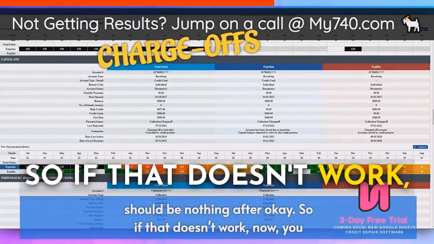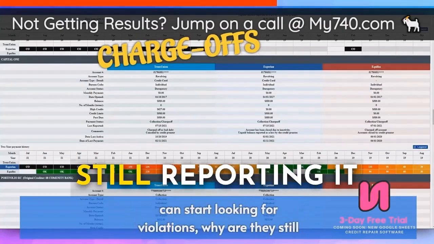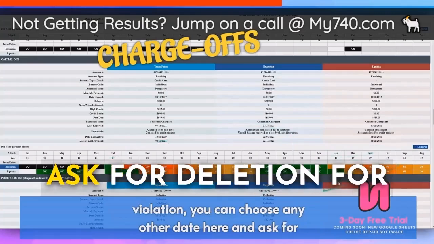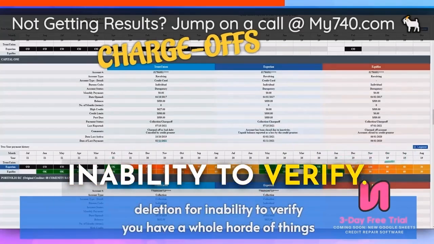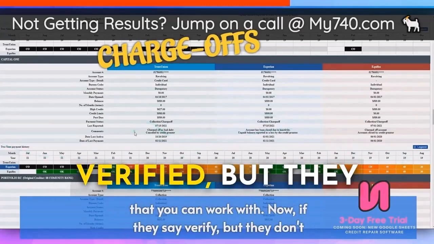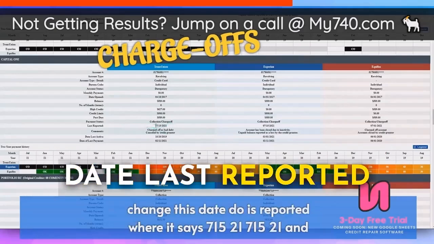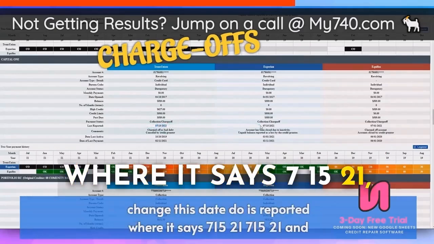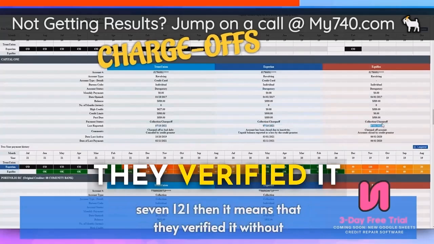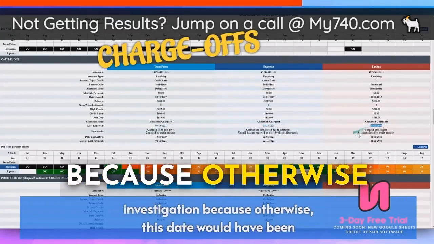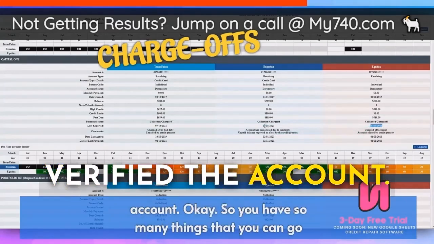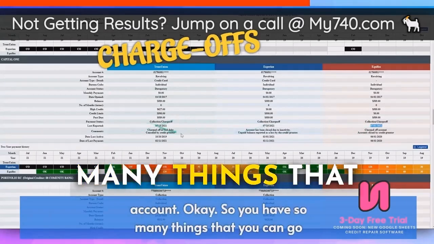If that doesn't work, start looking for violations. Why are they still reporting it when you already pointed out there is a violation? You can choose any other date and ask for a deletion for inability to verify. You have a whole horde of things that you can work with. Now, if they say it's verified, but they don't change this date last reported, where it says 7/15/21, 7/15/21, and 7/1/21, then it means that they verified it without investigation, because otherwise, this date would have been updated to the date that they quote unquote verified the account. Okay, so you have so many things that you can go after.